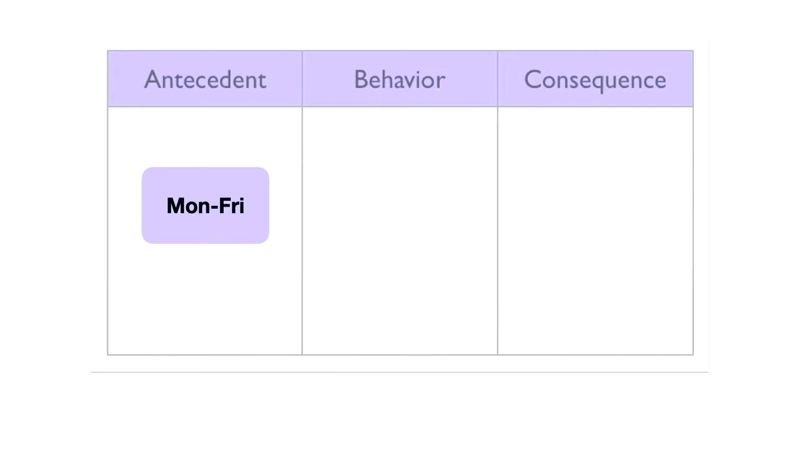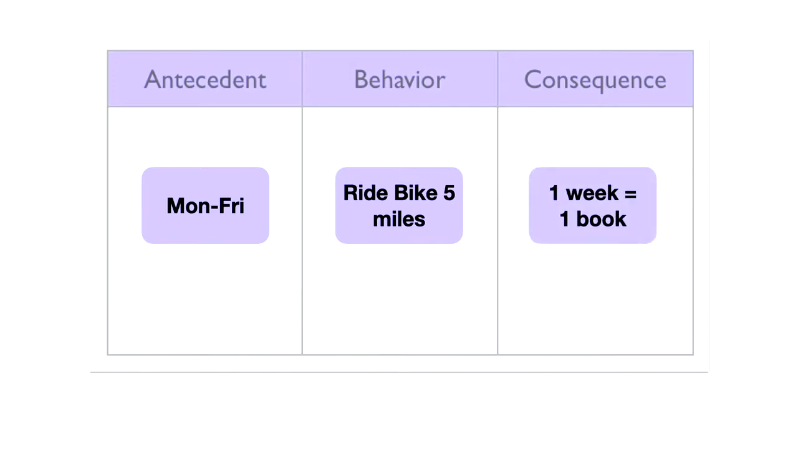Now, my behavior that I'm specifically identifying is to ride my bike 5 miles. So on Monday, I ride 5 miles, Tuesday, 5 miles, Wednesday, Thursday, Friday, and so forth. If I am successful for a whole week, at the end of that week, I'm able to purchase a book. So here we have my ABC contingency plan that I put in place in order to hold myself accountable and reward myself for riding my bike 5 miles each day, Monday through Friday.